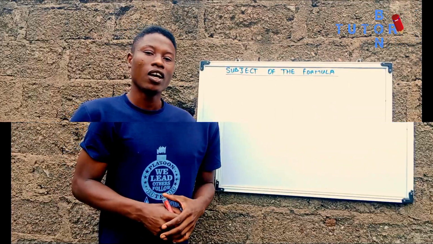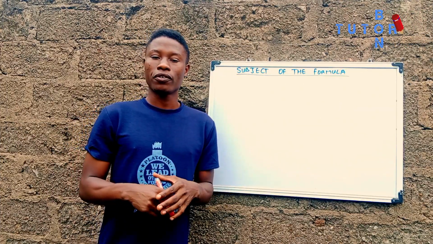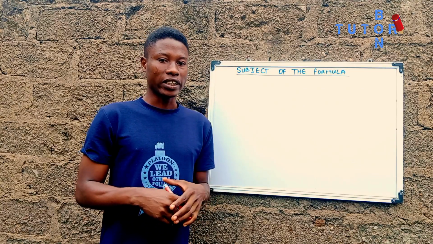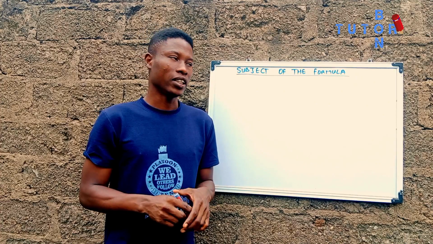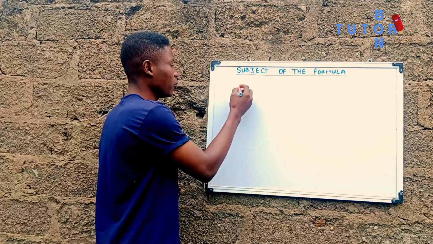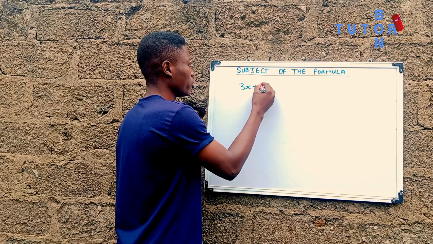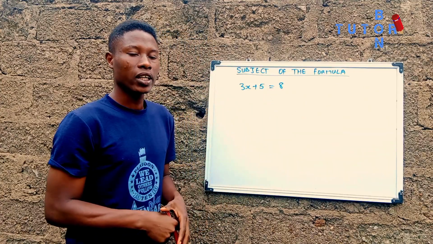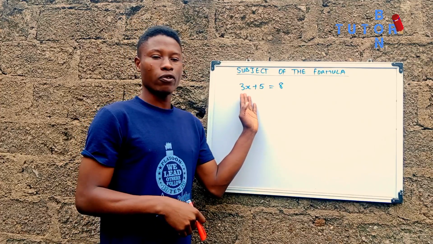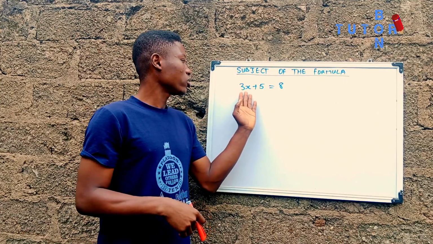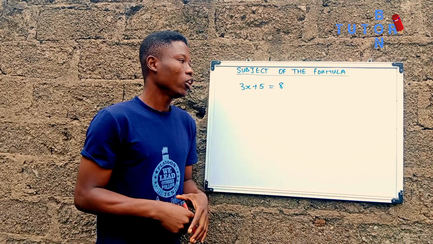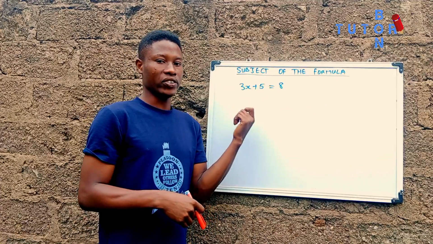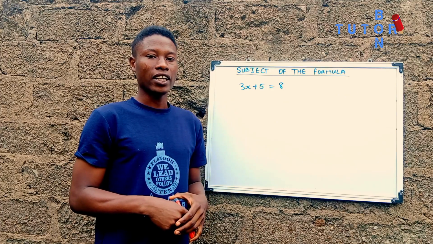You're welcome back. Before we move directly into what subject of the formula is, I would like us to do a little revision about our knowledge pertaining to it. Let's say we have 3x plus 5 is equals to 8. When we're in a basic level, you will be asked to solve for x. And in the process of solving for x, that means you have to put everything else aside and let your x remain on the other side alone.